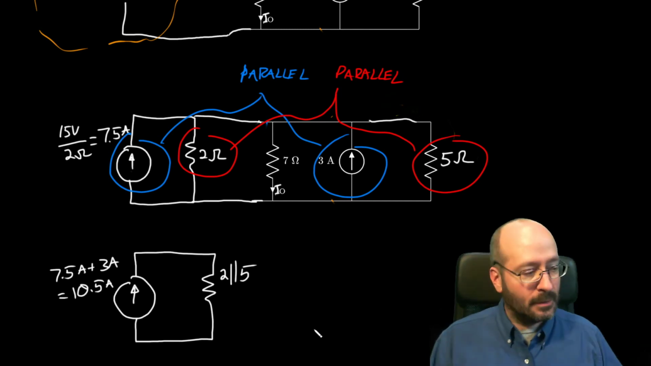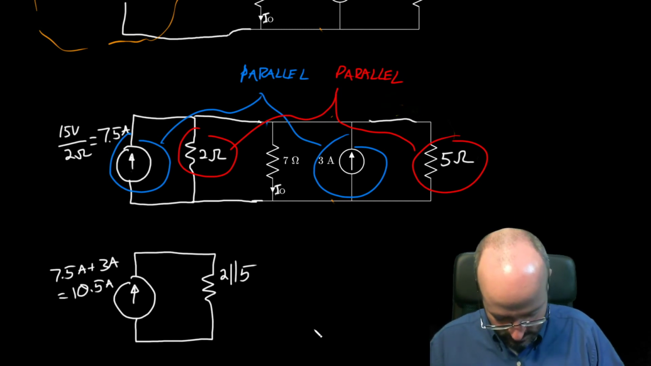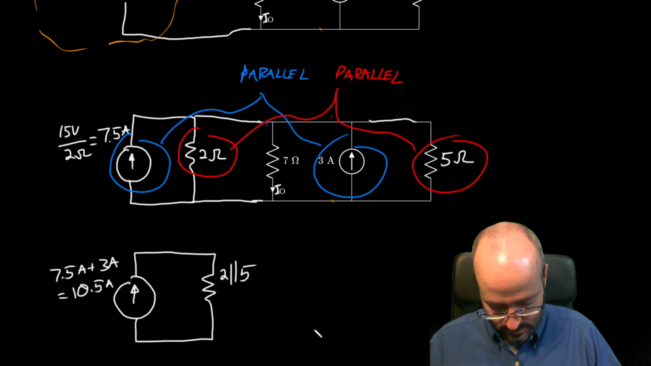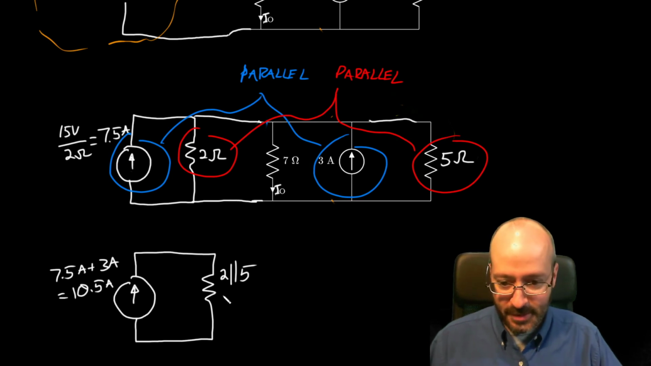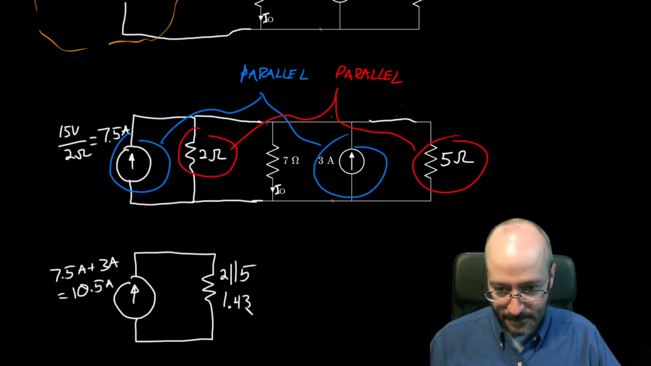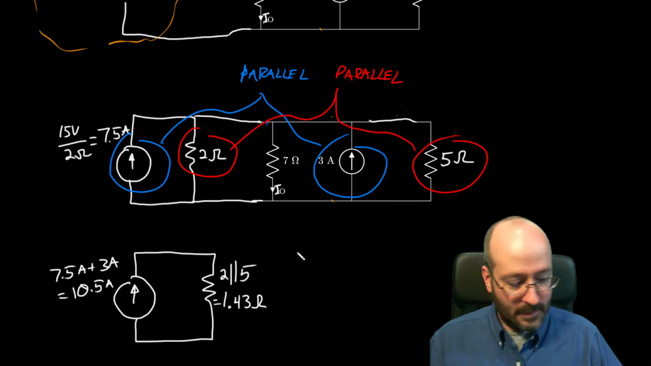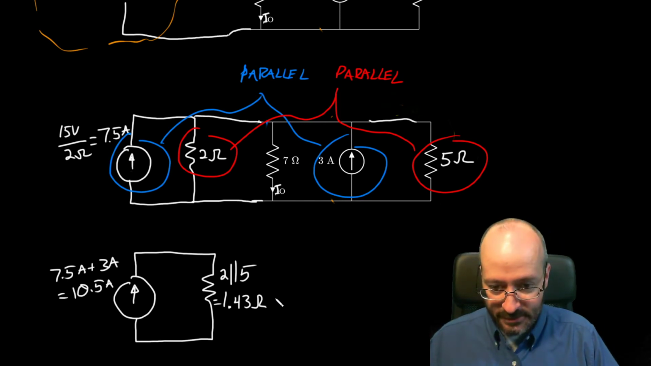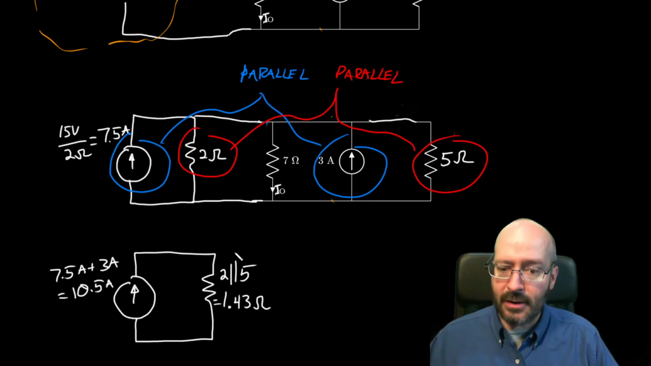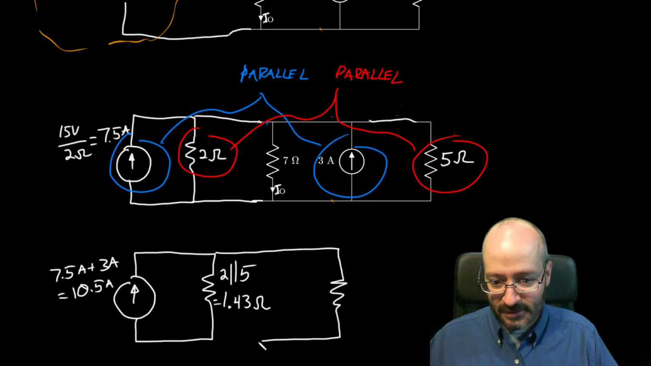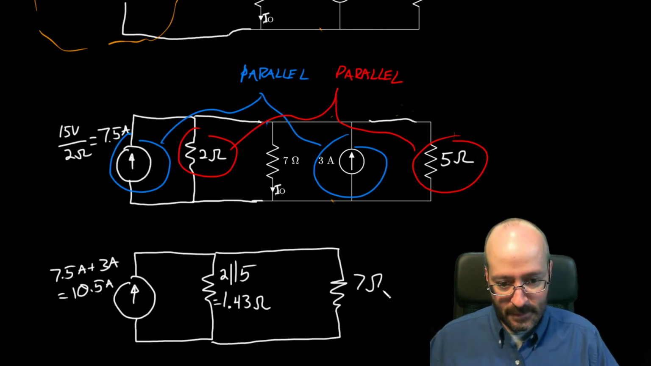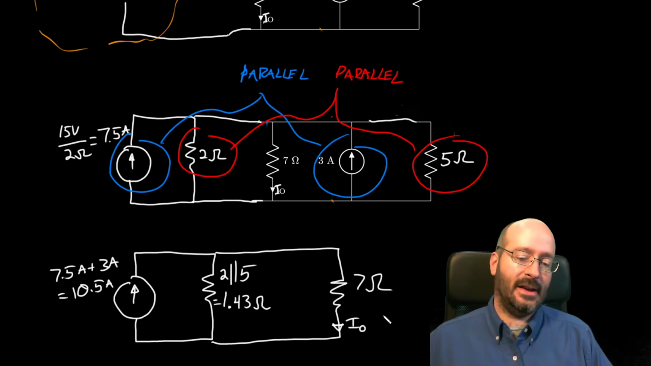2 in parallel with 5 is some horrible, horrible fraction. It's going to be less than 2. It's going to be greater than 1. It's 1.43 ohms. Okay. That's an omega, believe it or not. It's a slightly better omega. Okay, connected to the rest of the circuit. The only thing left in the circuit is the 7 ohm, and that's where I out is flowing. So we label it as such.